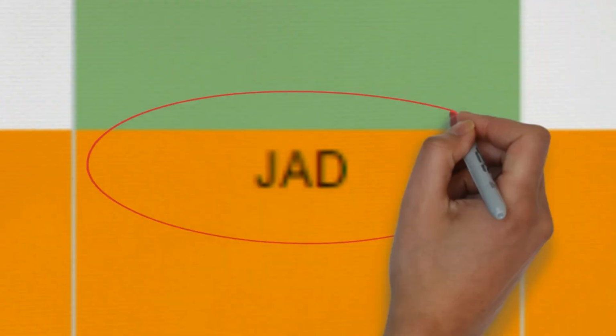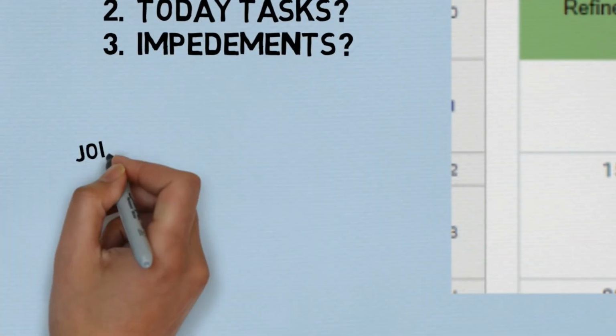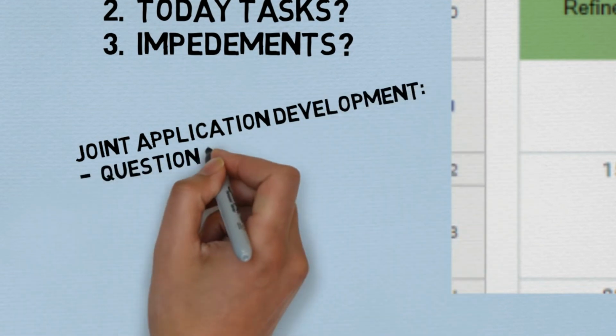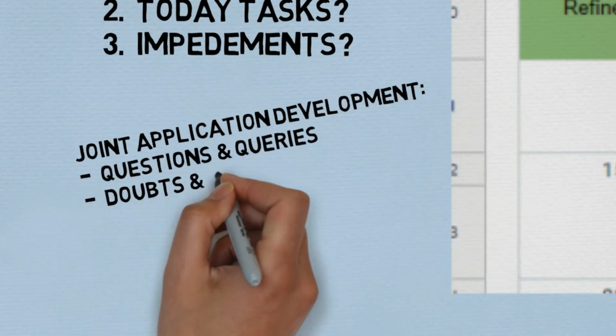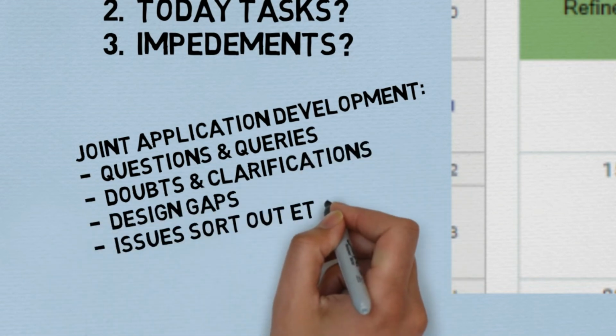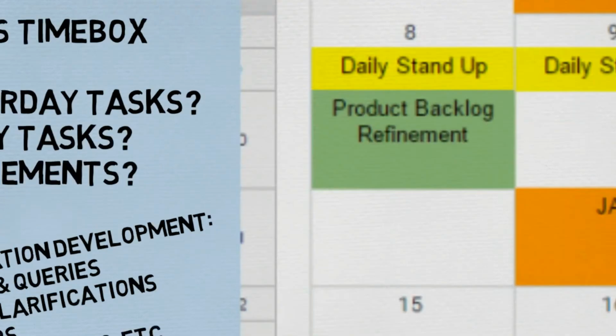Okay. Next one is JAD, Joint Application Development. In this section, the development team will discuss any questions or queries they may have, any clarifications regarding the current sprint, or any design gap will be sorted out here.